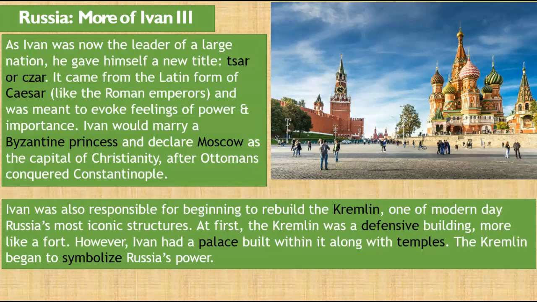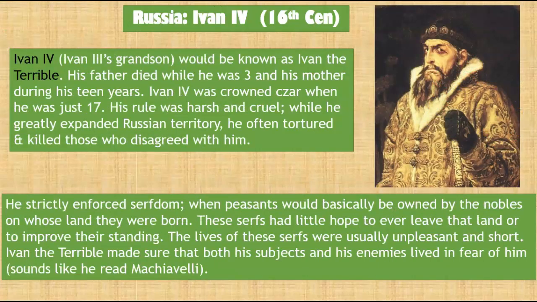Ivan was also responsible for beginning to rebuild the Kremlin, one of modern-day Russia's most iconic structures. At first, the Kremlin was a defensive building, more like a fort. However, Ivan had a palace built within it, along with temples. The Kremlin began to symbolize Russia's power. So not only was it a great architectural building, it then became a defensive building, and then it was this symbol of power, kind of like our White House is today in America.